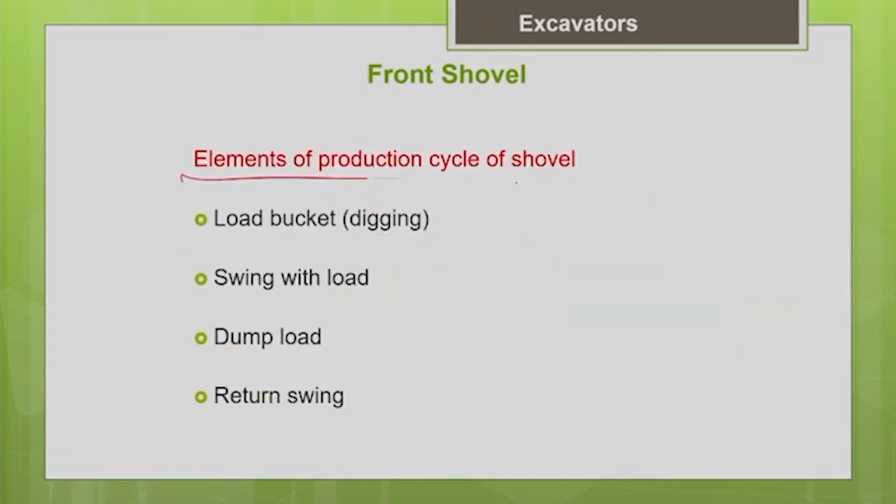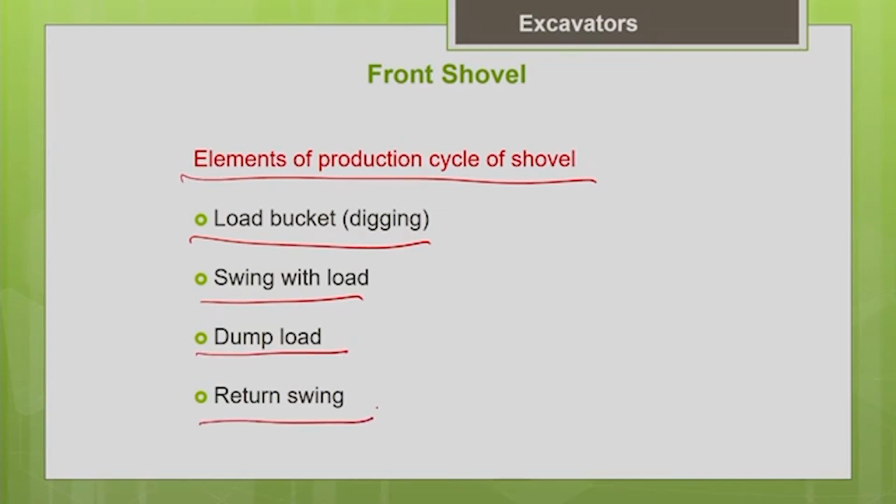So what are the elements of the production cycle? First you are going to load the bucket with the material, you have to dig it. Once the bucket is loaded, you raise your bucket, swing it till it reaches the truck, then dump the load into the truck, then return swing back to the original position. So all these things make up the production cycle of the shovel.